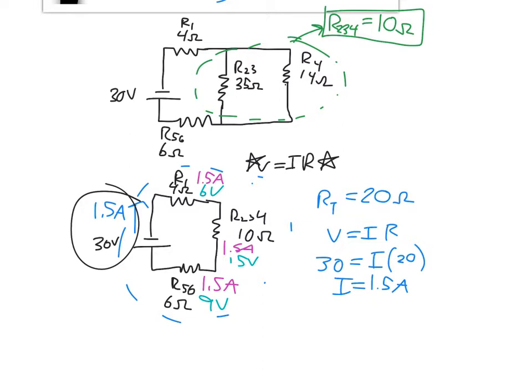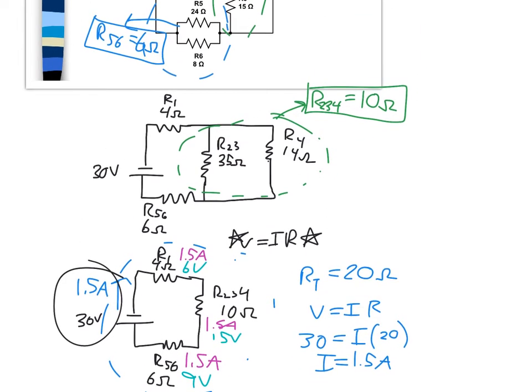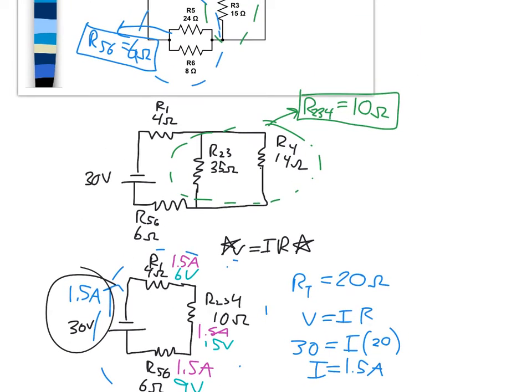Okay. Now that I have that, I'm going to step this back one. So I'm going to go to my middle drawing here, and I'm going to fill in what I got from the last one. So I know that R1 is 1.5 amps, and it's a voltage of 6 volts. That hasn't changed. R5, 6 is still there, and so that's going to be 1.5 amps. And a voltage here of 9 volts, all right?